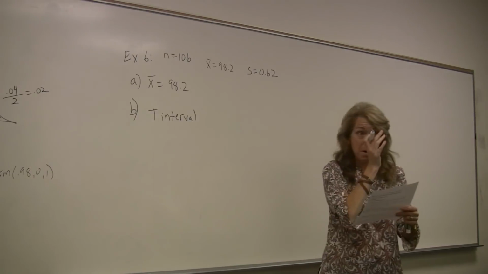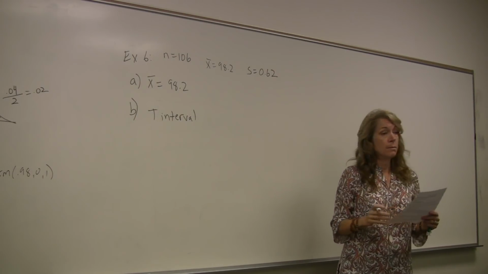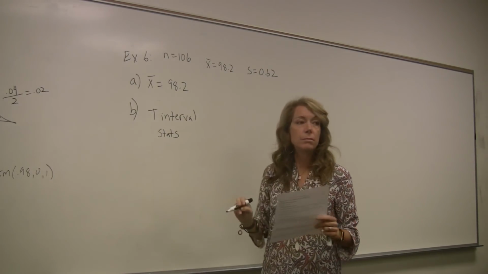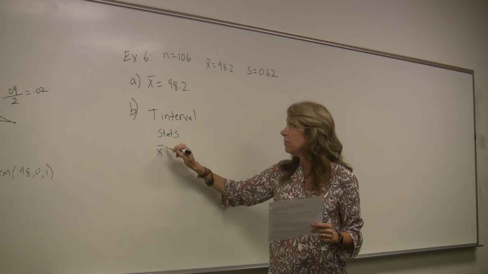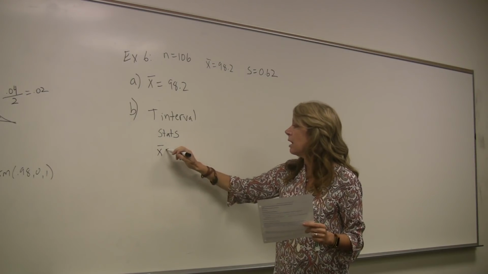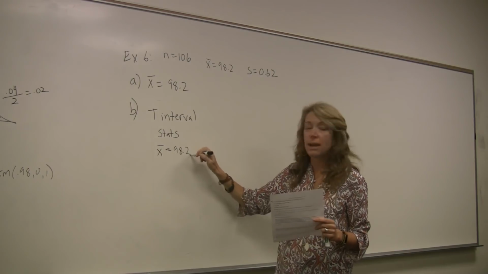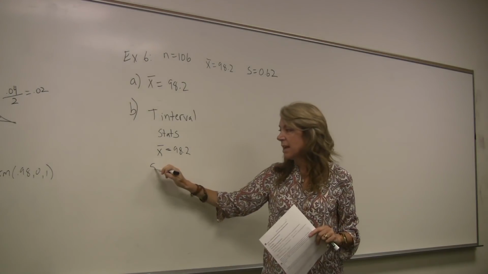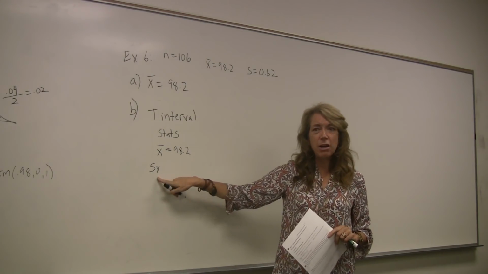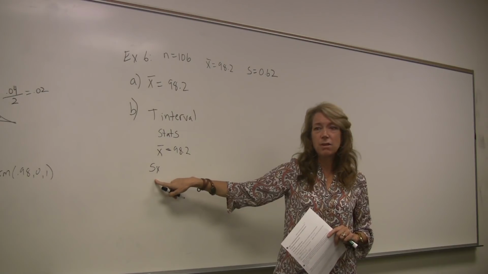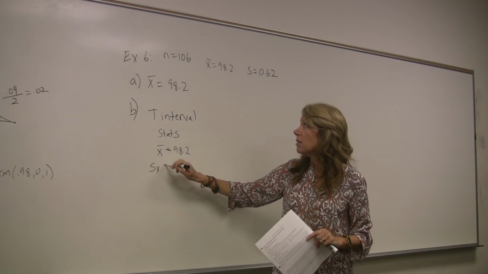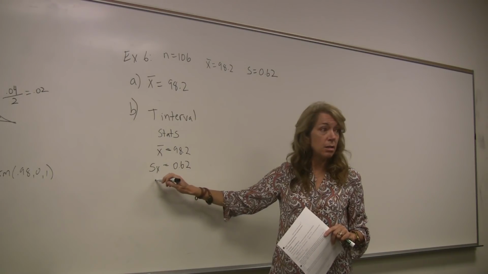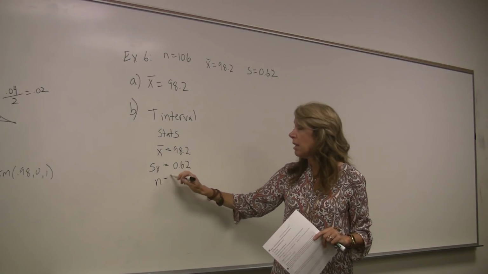And what does it ask us for? Data or stats? Yeah, so we have the stats again. X bar, which was 98.2. What does it ask for next? SX. Remember, that's how our calculator refers to our S. It calls it SX, the same thing it did back in chapter 3. So SX was our 0.62. N is next, probably. Yeah. And then the C-level.